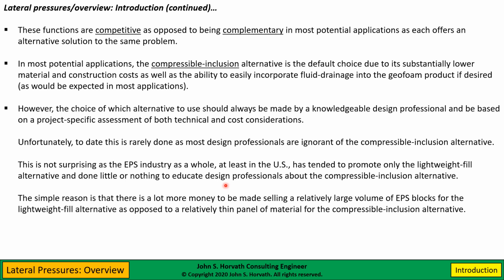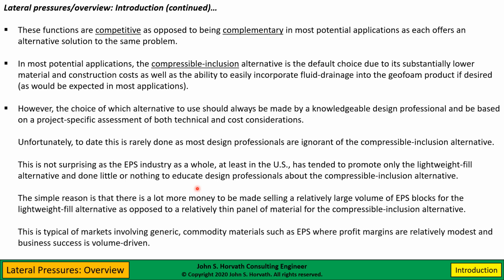And it's a very simple reason: money, the proverbial root of all evil, as people like to say. Obviously, there's a lot more money to be made selling a relatively large volume of EPS blocks for a lightweight fill alternative, as opposed to a 6-inch, 150 millimeter thick panel of material for the compressible inclusion alternative. It's really a business decision.